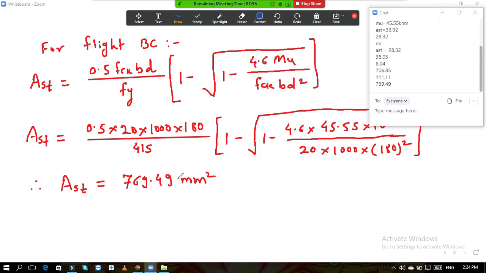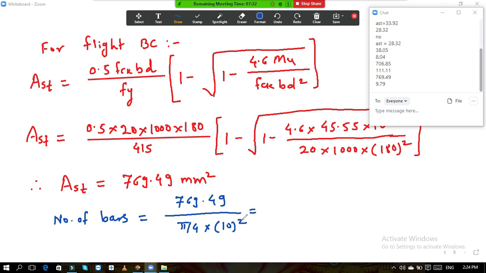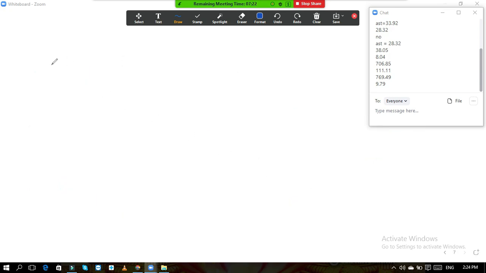We have assumed 10 mm bar diameter. So calculate the number of bars. Number of bars is equal to 769.49 divided by pi by 4 into 10 square. How many number of bars? 9.79, which we will round up to 10 numbers. 10 number of bars. So now calculate AST provided.